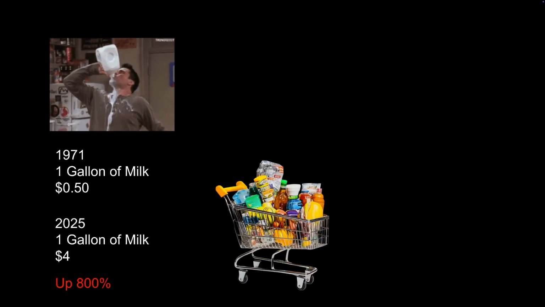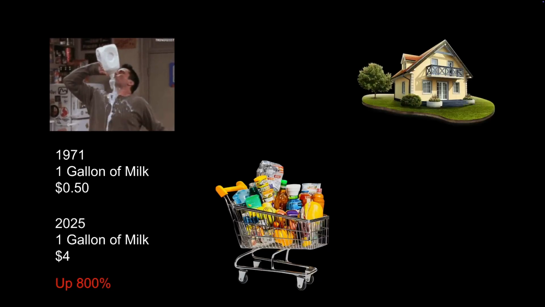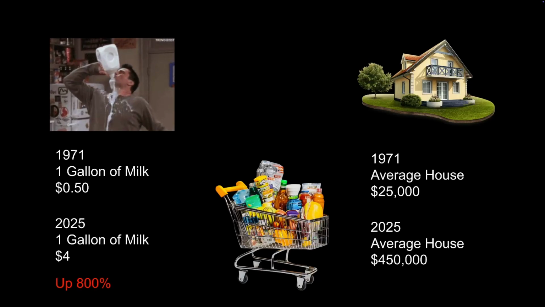In the same year, the average price of a new house in America was about $25,000. Today, that number is around $450,000, an increase of 1,700%. Have incomes increased by 1,700%? Of course not. Most people today find it nearly impossible to buy a home.